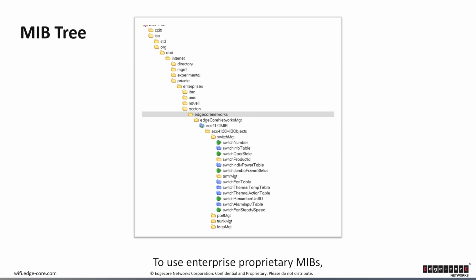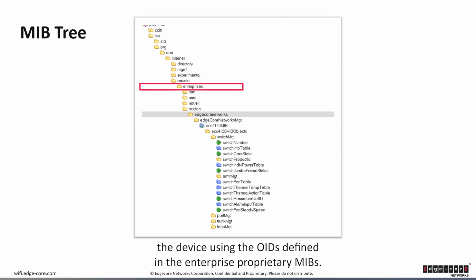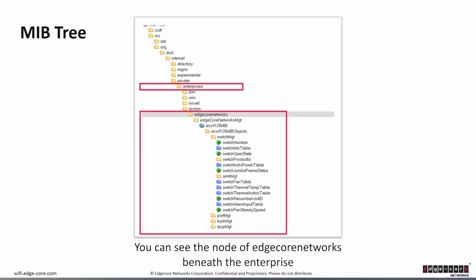To use enterprise proprietary MIBs, you need to load them into the SNMP management software. Then, we can use SNMP commands to query or configure the device using the OIDs defined in the enterprise proprietary MIBs. We use ECS4120 as an example. You can see the node of Edgecore networks beneath the enterprises.